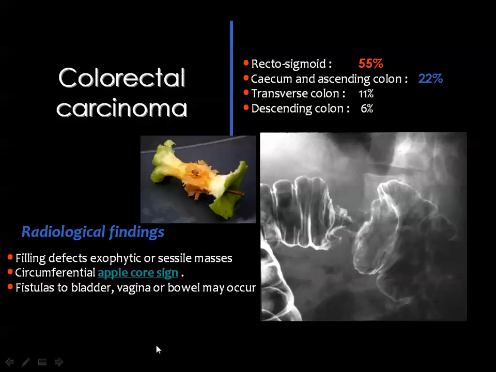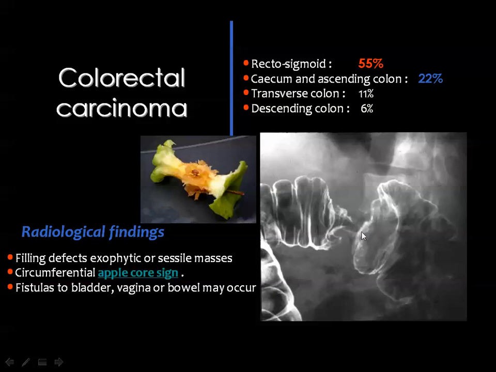The typical or classic appearance of colonic cancer is the stricture type, which is classically referred to as the apple core configuration. And you see here, this is the transverse colon, and you see the classic apple core configuration due to significant infiltration of the wall of the colon by the tumor, leaving this very narrow lumen.